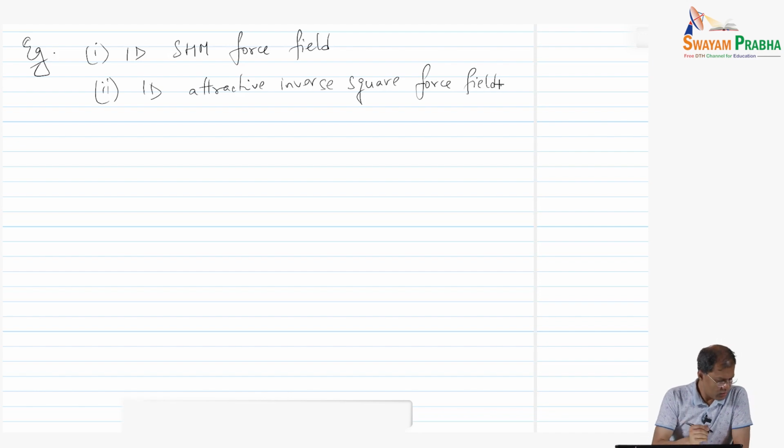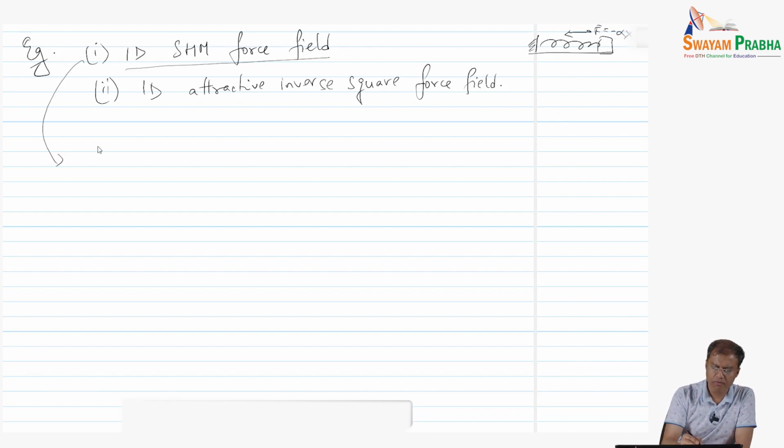Okay, so we are talking about the 1D SHM force field. Let's say we are talking about the spring mass system, right? In this case the force is coming because of the restoring potential of the spring. So the restoring force is given by minus alpha times x.